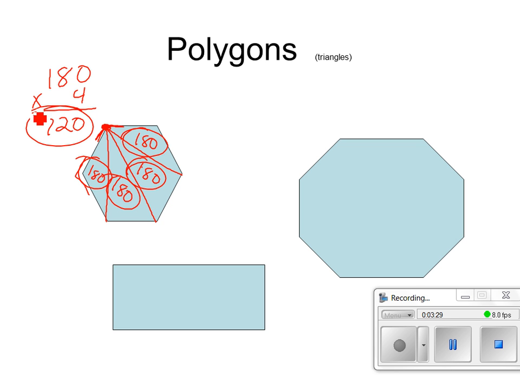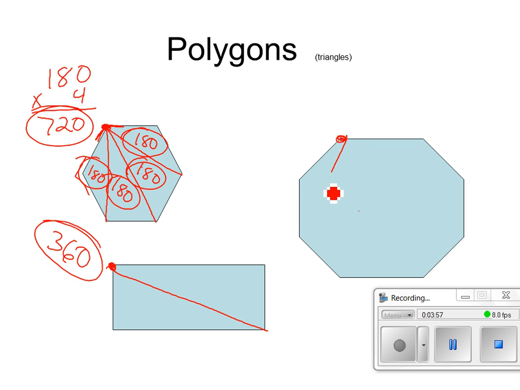We could do the same thing on this octagon over here. I'm not going to. Let's do the quadrilateral here. I connect this vertex to every other vertex. How many times am I going to draw lines in here? 1. How many triangles do I have? 2. What's 2 times 180? 360. What do you know about the 4 angles of every quadrilateral in the world then? They add up to 360. All right?